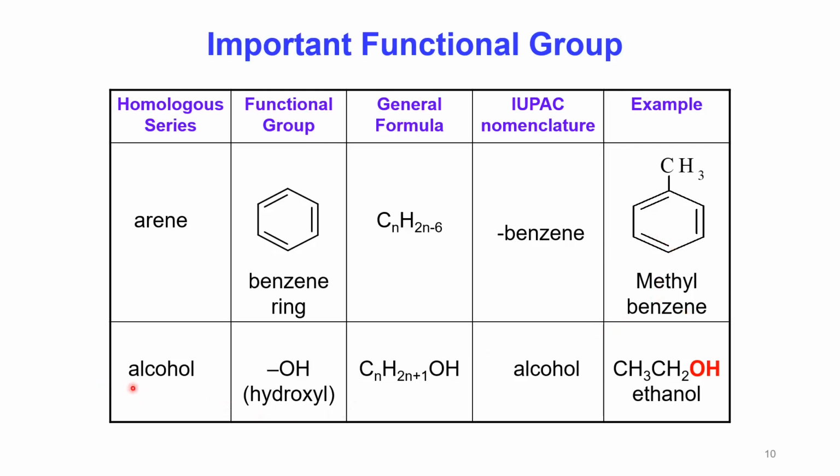The next one we have is alcohol. The functional group is OH, and the name is hydroxyl. The general formula is CnH2n+1OH. The nomenclature of alcohol normally ends with the word "-ol". For example, we have ethanol, whose formula is CH3CH2OH. So the IUPAC name for this compound is ethanol.